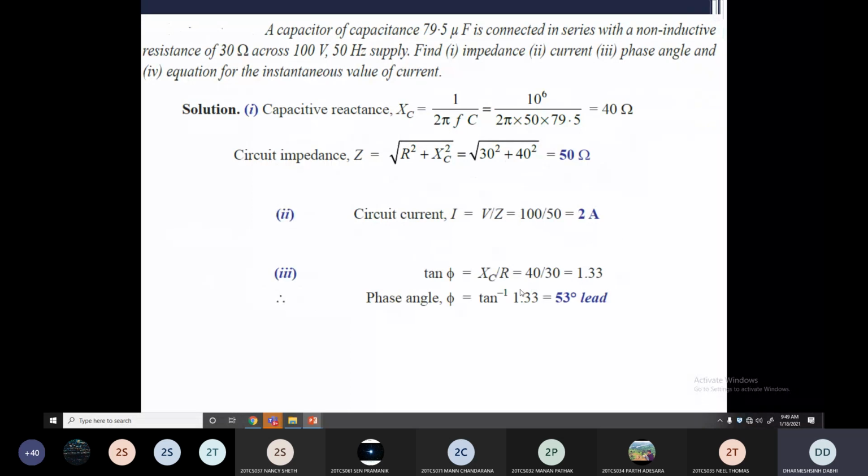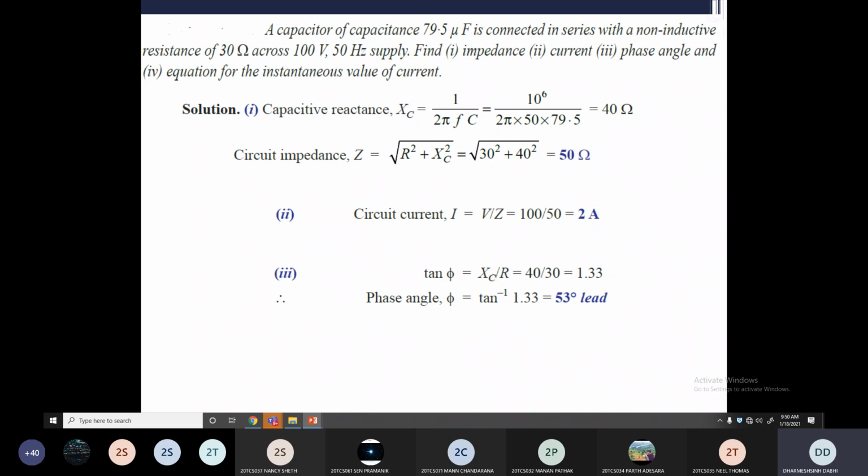Clear? So tan phi is what? 1.33. Then take the tan inverse. So tan inverse 1.33, that is what? 53 degree. But write down 53 degree leading, because here current leads the voltage by this angle. Clear? So write down like this way, 53 degree leading.